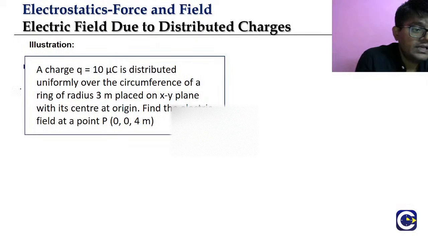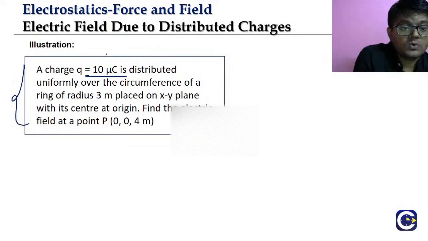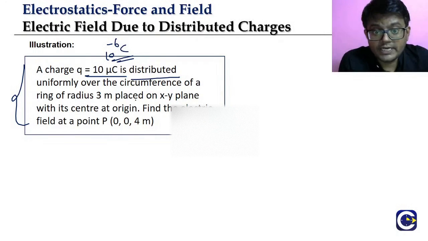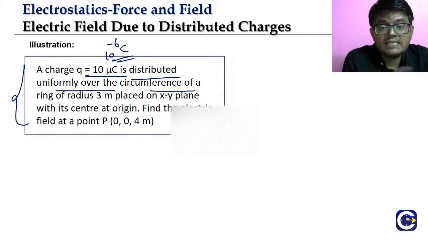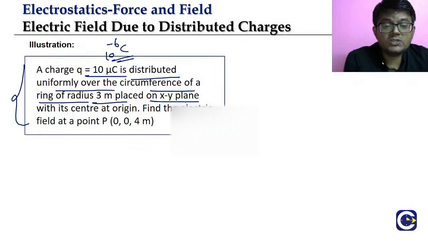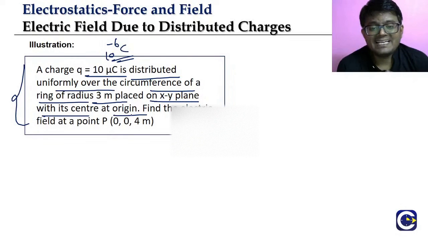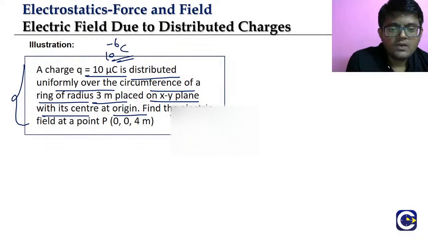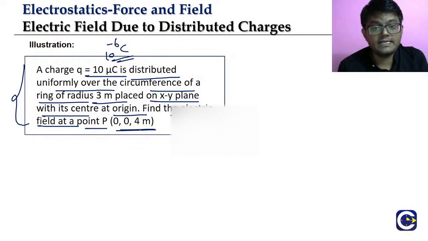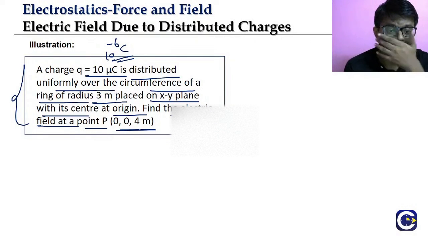Okay, so பாருங்க a charge q 10 microcoulomb, 10 power minus 6 coulomb, ஓகேவா, is distributed uniformly over the circumference of a ring, radius 3 meters, placed on the xy plane with its center at the origin. Center எங்க இருக்கு, origin ல, ஓகேவா. Find the electric field at the point P. Point P ஓட coordinates 0, 0, 4.